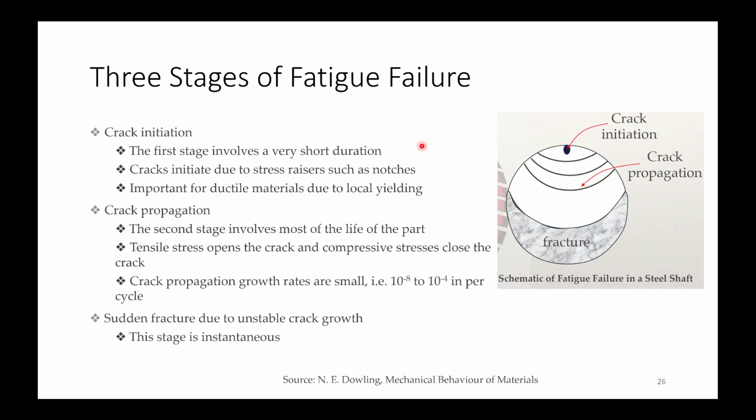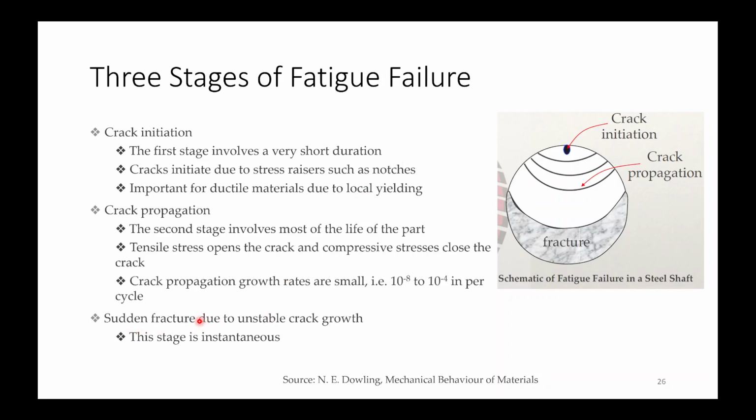Second stage is crack propagation. This second stage involves most of the life of the part, and tensile stress opens the crack and the compressive stress closes the crack. And the crack propagation growth rates are small. For example, it's around 10 to the power minus 8 to 10 to the power minus 4 inch per cycle.